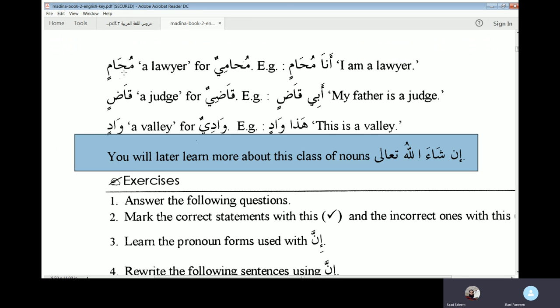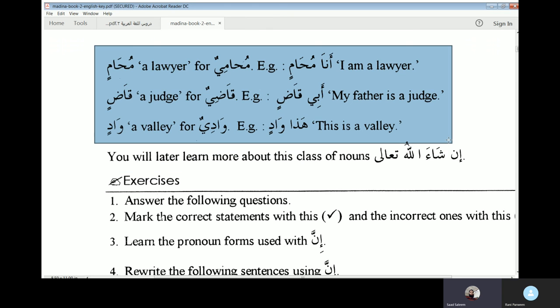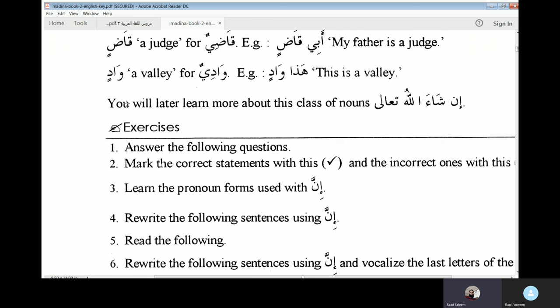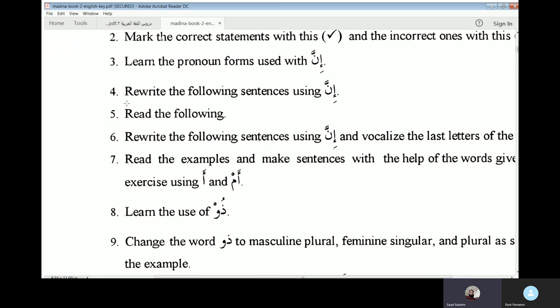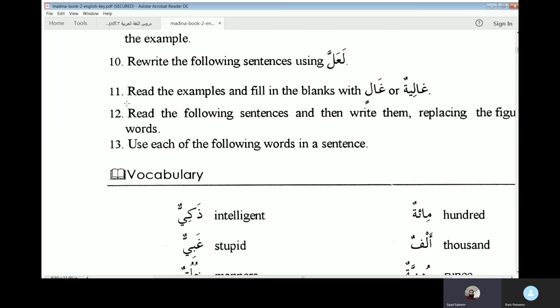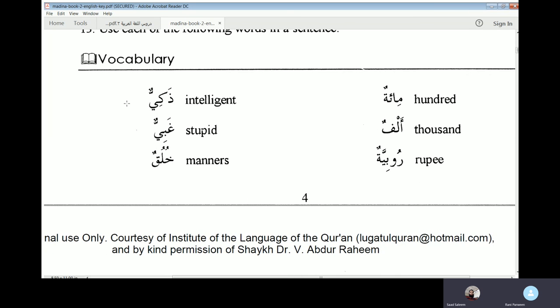You will later learn more about this class of nouns, inshallah ta'ala. At the moment you haven't learned any detail about these words. They have just told you that we use the short form, but later they will tell you in detail why we use this short form, inshallah. It is a little difficult topic, that's why they are not telling you at the moment. These are the limited words, or short form words. Now, vocabulary.